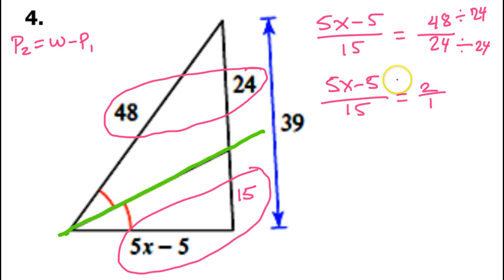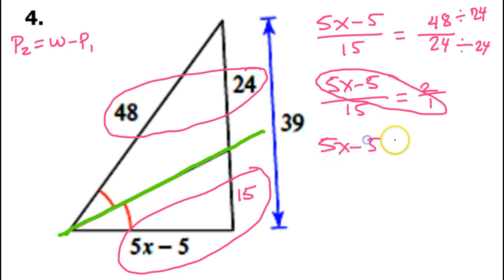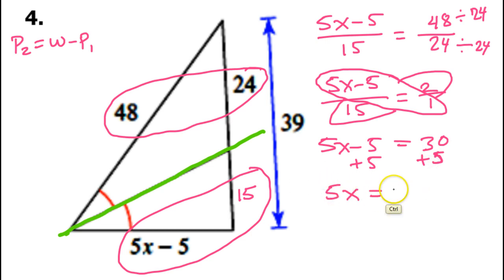And then I will cross multiply. So if I do this diagonal, that's just going to give me 5x minus 5, because multiplying by 1 doesn't change anything. And then if I multiply this diagonal, that gives me 30. So then I'm going to add 5 to both sides. Sad little 5. Then that's going to give me 5x is equal to 35. And then I would divide both sides by 5. And that's going to give me x is equal to 7.